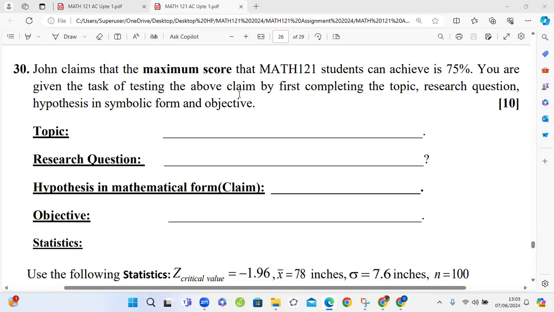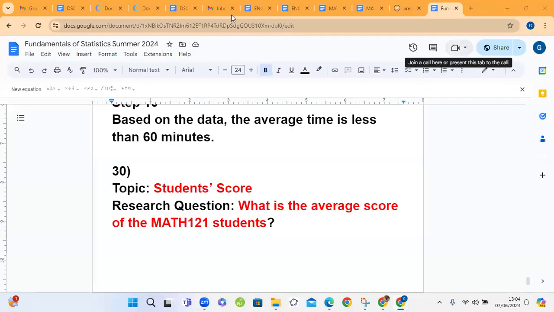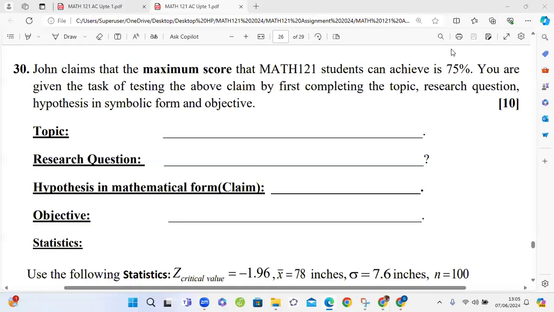So the topic there can be students' score. The research question here will be, what is the average score of the Math 101 students? The claim is saying that the Math 101 student score is 75%. So that is the claim in worded form.